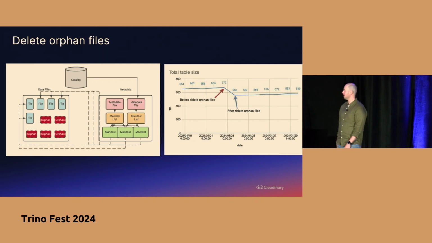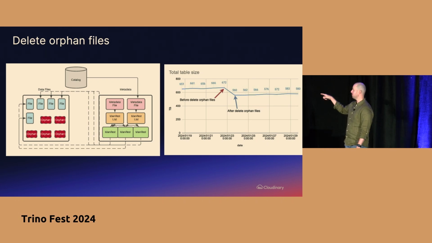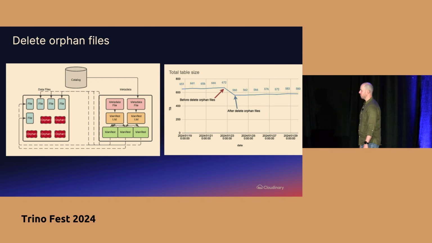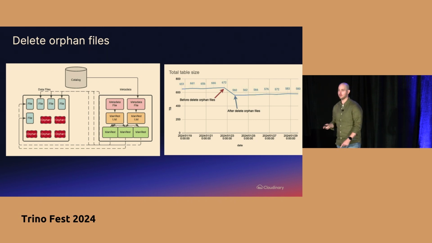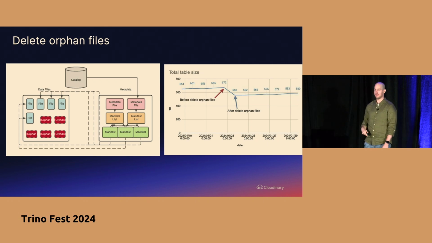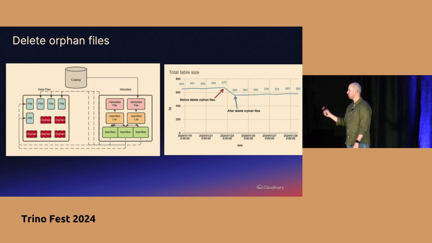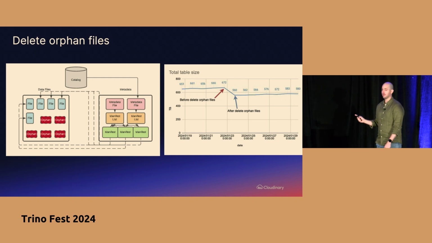As you can see in the graph on the right, at Cloudinary, when we implemented this delete orphan files procedure with Spark, we erased around 100 terabytes of data. If you convert it into money, which most companies understand, it's more than $2,000 a month that we would have spent on those files that are not accessible, but are there. So it's really important to run this procedure.